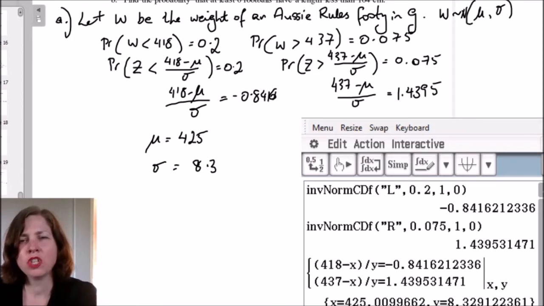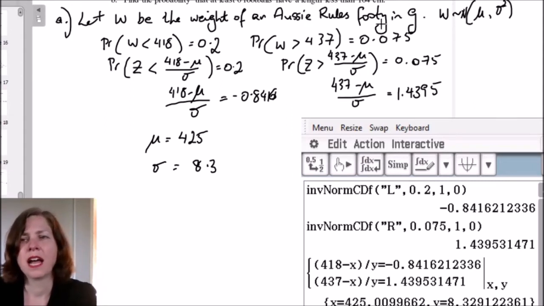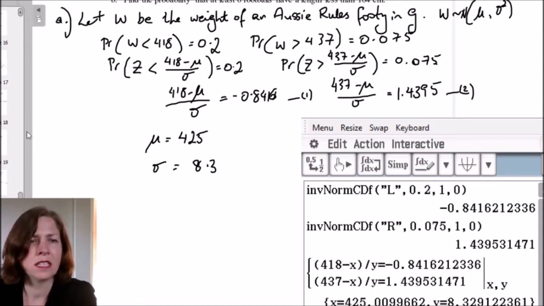So I just want to point out to you what I've shown in my working. I defined W. That's really important to do. And I pointed out that W is normally distributed. Oh, and I made a mistake there. That should say sigma squared. Then I wrote my 2 probabilities here. So that was the information given to me in the question. I transformed those into Z values. And then I wrote down 2 equations. This is equation 1 and this is equation 2. And then I solved those simultaneously. I don't need to show any working for the solution because obviously I'm using my CAS to do that. So I have answered part A.